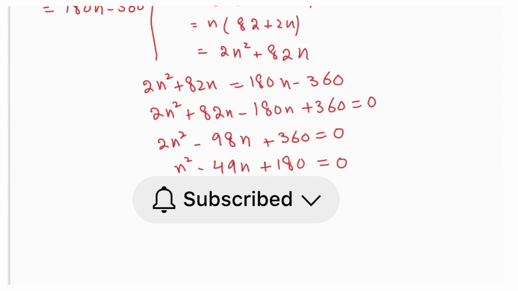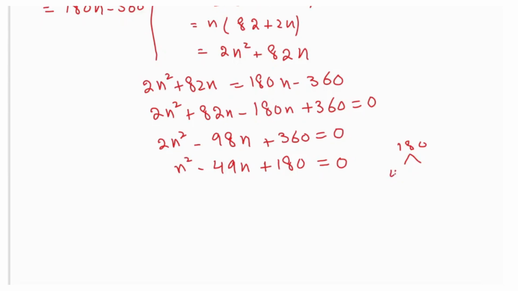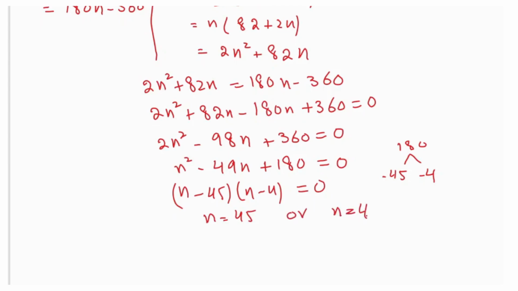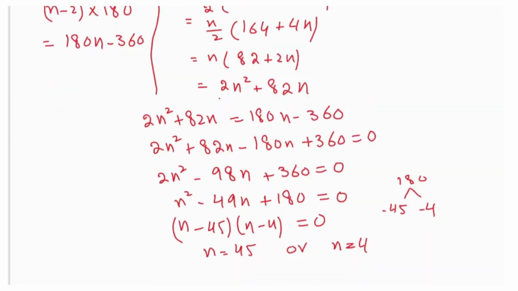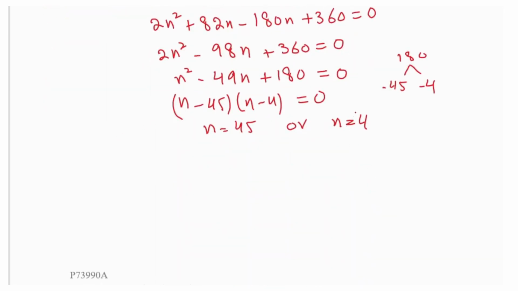Now we need to factorize this one. We need numbers that give minus 49 and 180: 45 times 4 is 180, and we need minus 49, so (n minus 45)(n minus 4) equals 0. So n is equal to 45 or n is equal to 4. But the question says n is greater than 5, so we have to ignore n equals 4.